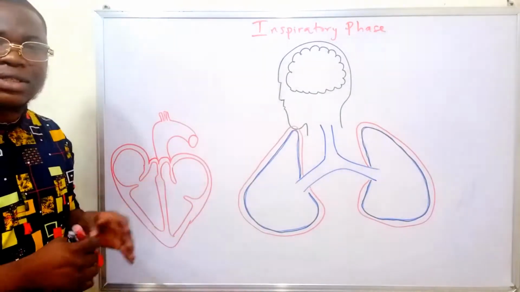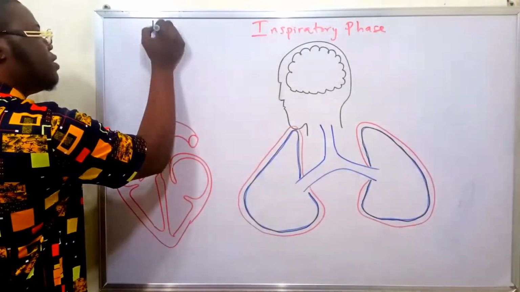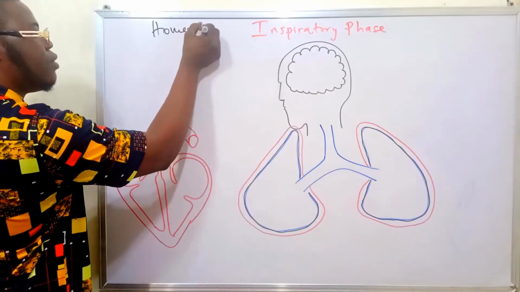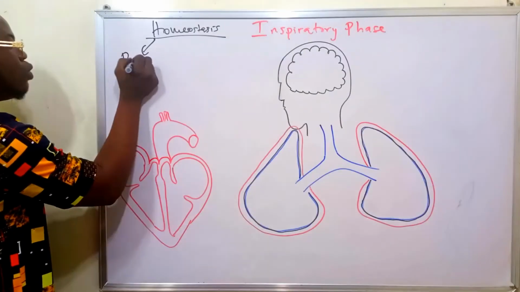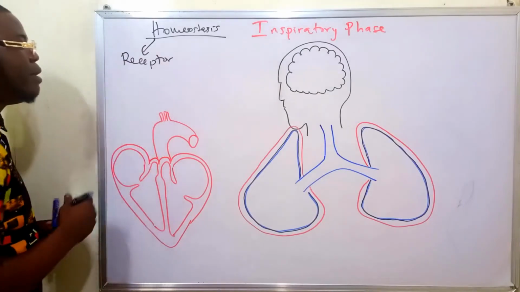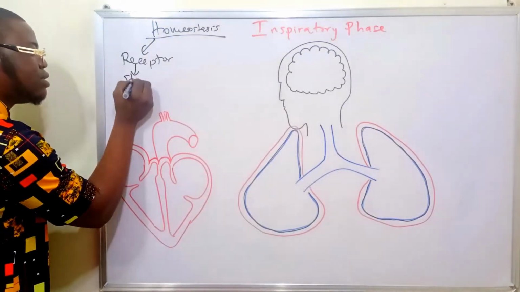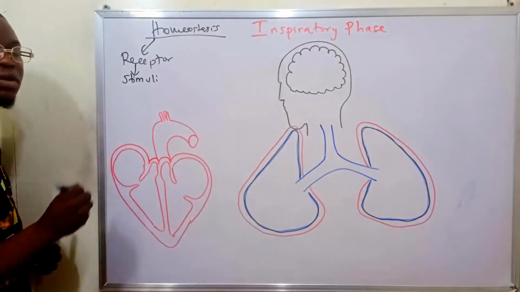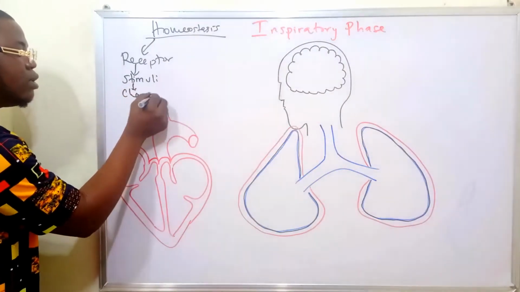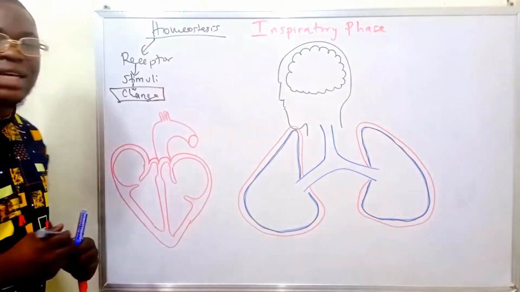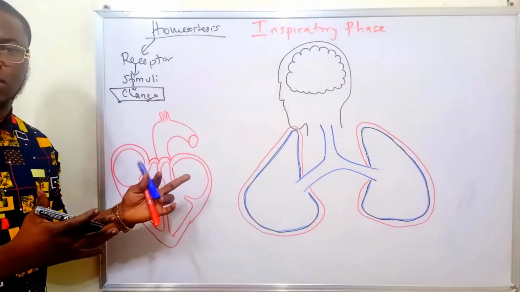Now, do not forget, I said the mechanism of respiration is more of homeostasis, right? And homeostasis has three components. The first one is the receptor. Remember, the function of the receptor is to detect stimuli. And stimuli means a change. Now the question you should ask yourself is, what is the change in the mechanism of respiration?